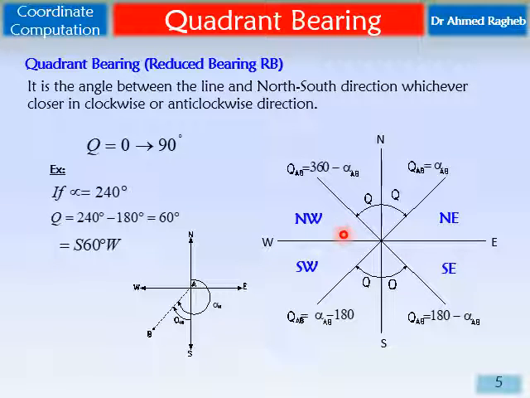If you have a quadrant bearing S40E, then this is in the second quad. So this is 40, and you need the whole circle bearing, so you need all this. So 180 minus 40 equals 140 degrees. So alpha equals 140 degrees. So it's easy to distinguish between the whole circle bearing and the quadrant bearing. The whole circle bearing is from 0 to 360 degrees without any letters, while the quadrant bearing is from 0 to 90 degrees, having the letters indicating the quadrant of each line.